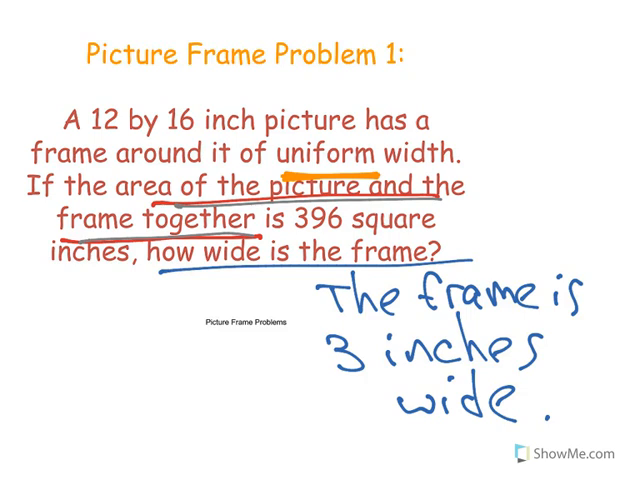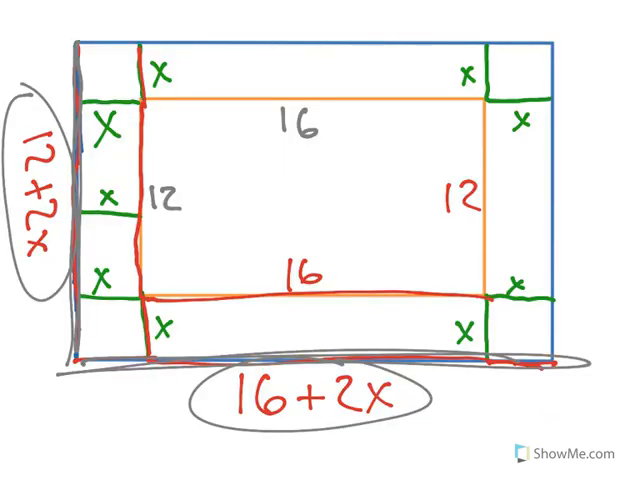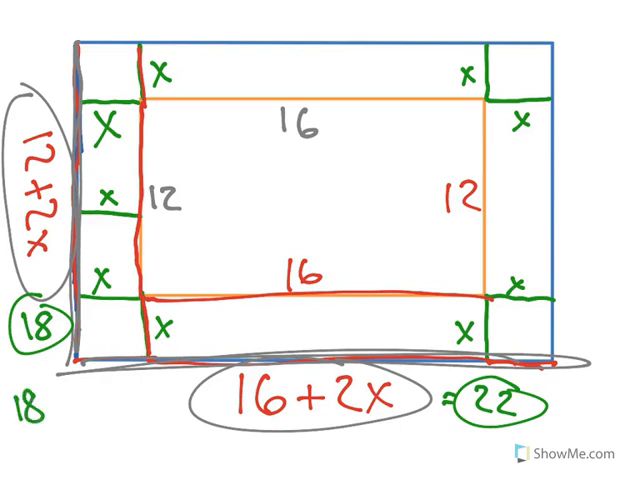We want to make sure we check it, right? I didn't get 27/18 or something. I got 3, I got an integer, but let's make sure it actually checks. So if I go to the problem here, and if it is in fact 3, then 16 plus 2x would be 16 plus 6, which is going to be 22. And 12 plus 2x, it would be 12 plus 6, which is 18. So my dimensions would be 18 by 22, which if I multiply them, it's going to give me 396. So that should be my check.